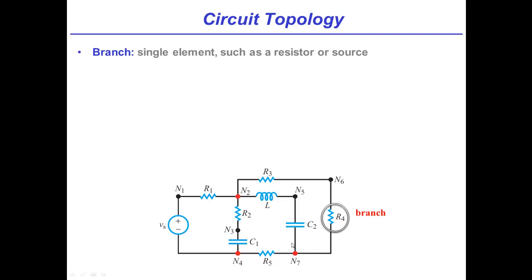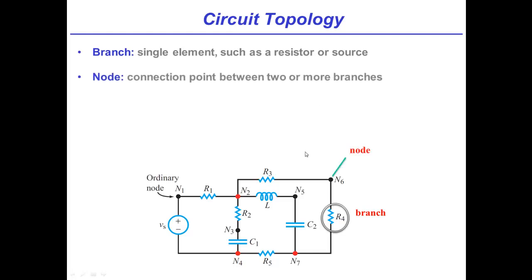So, okay, I'm a new student. I see there's a C2, and then there's an L, and I don't know what those do yet. Are those branches too, even if I don't know what they do? Yes, they are. A branch is simply a single element. Now, it could be a resistor, it could be a source, it could be an L, which is an inductor. We'll learn more about those later. Could be a C, which is a capacitor. We'll learn more about those later. Got it. The point is it's a single element. Good enough?